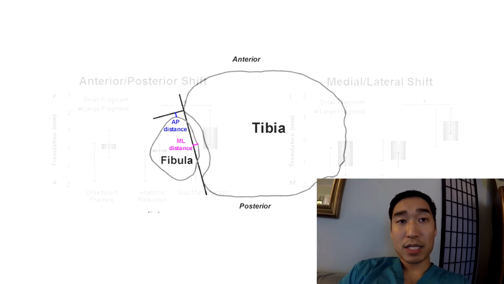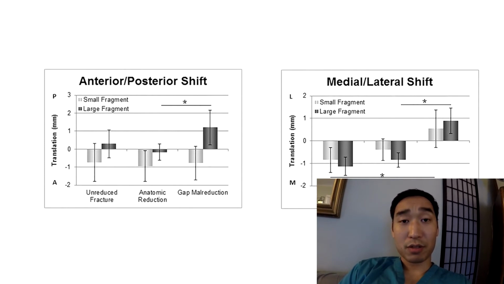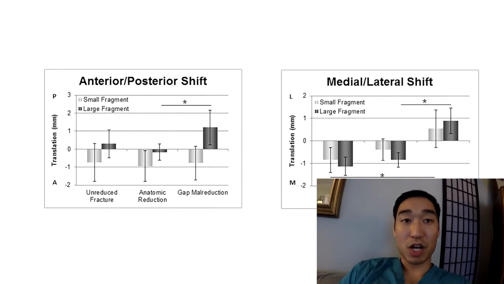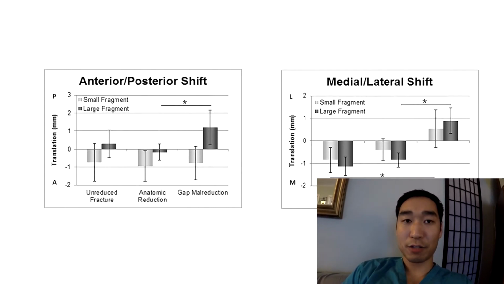And what they found out was that in the anterior and posterior direction, the fibular displacement, the fracture fragment, and the way you fixate did not matter, at least for the non-displaced, non-reduced, and anatomic reduction. You still get a small amount of displacement in the anterior-posterior direction, mainly the anterior direction of those two. But again, the fracture fragment and the way you fix it doesn't really matter, except for gap mal reduction, where it resulted in a posterior displacement of the fibula, especially with the large fragment.